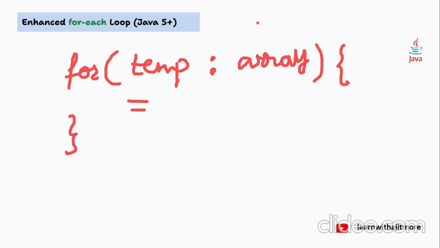Like if your array is containing some 5 values. So first time, first value will come in temp, perform the body. Second value, again perform the body. And when all the values are visited, all the values traversed, the for loop will stop. Same thing is applicable for collection object also. Now we'll say what is a collection object.